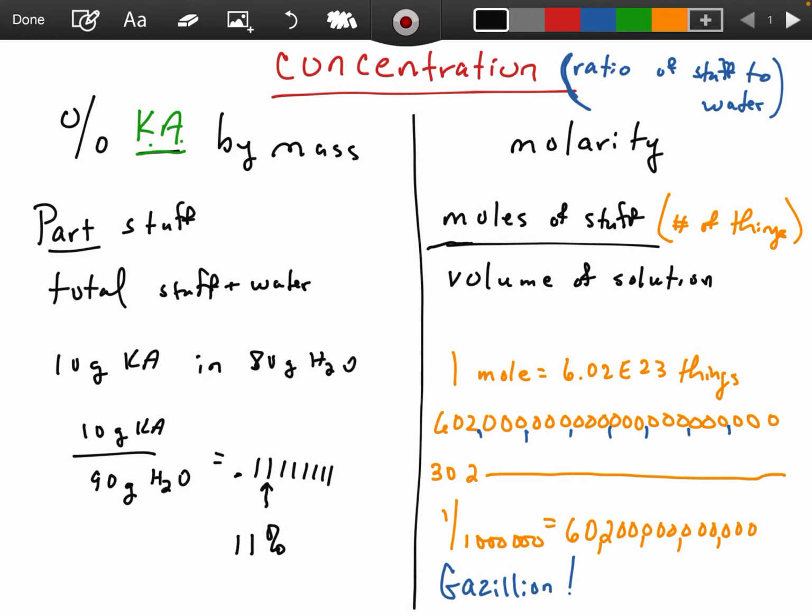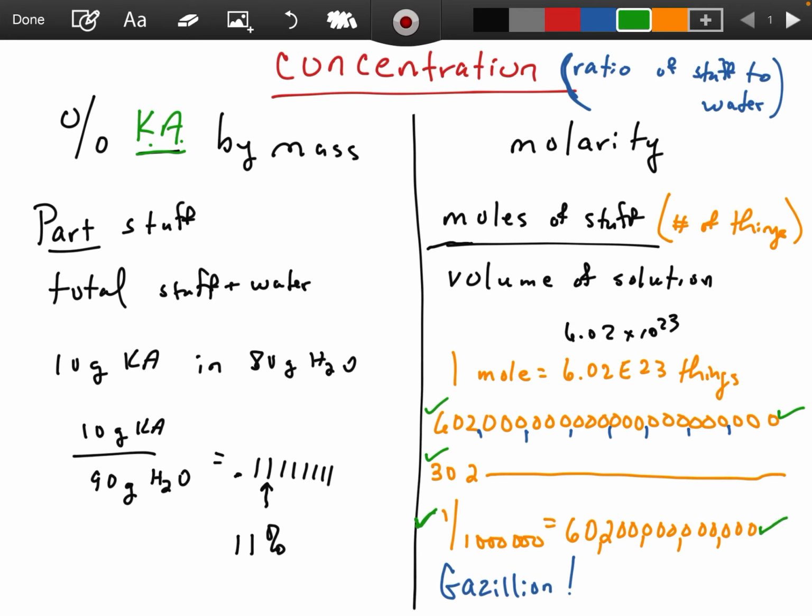So the moles of stuff. What is a mole? A mole is a unit that we created to help us describe the number of atoms or molecules that we are dealing with, the number of things. Because atoms and molecules are really small, there's a lot of them. 1 mole is 6.02 times 10 to the 23rd things. That little e just means times 10 or exponent. It's this number right here. Half a mole is still that. 1/1,000,000th of a mole, if you divided this number here by 1,000,000, you still have a very large number.